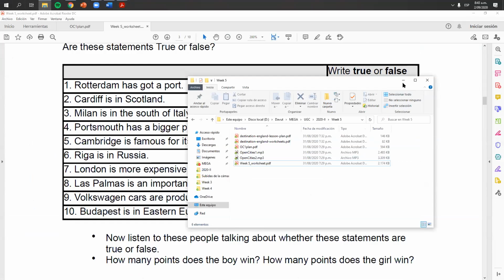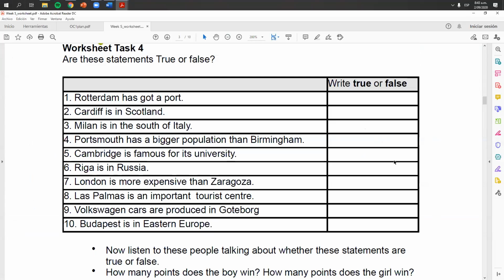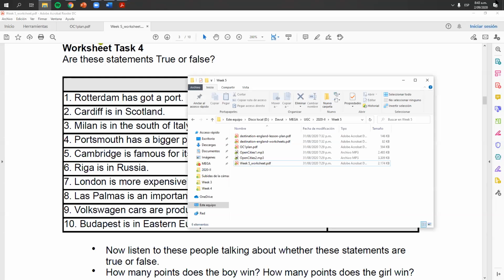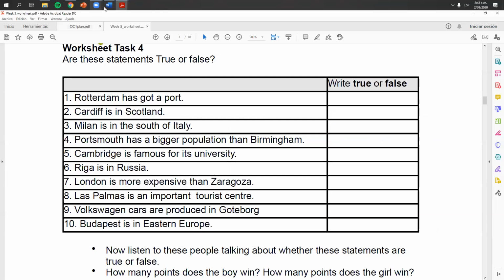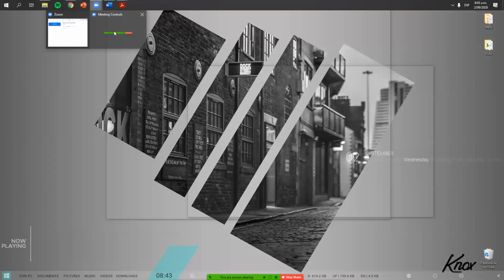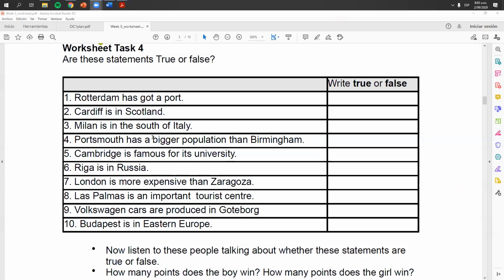Well, hopefully not. So it seems like not. There you go. So we're gonna listen to this audio, and you guys simply have to write true or false according to the audio. Okay. So give me 1 second. I'll make sure I'm sharing the sound as well. Yes. So let's play it.